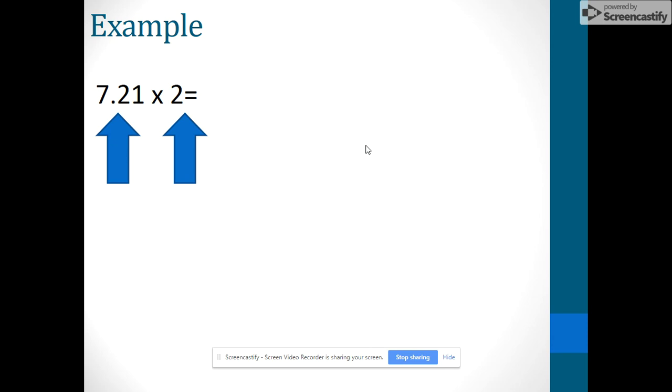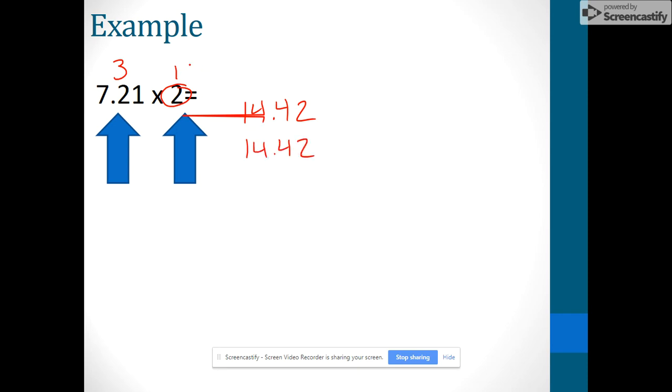So if we think about 7.21 times 2, 7.21 has 3 significant figures. 2 has 1 significant figure, so we're going to focus on the 2. We have 7.21 times 2. I'm pulling up my calculator. It gives us 14.42.